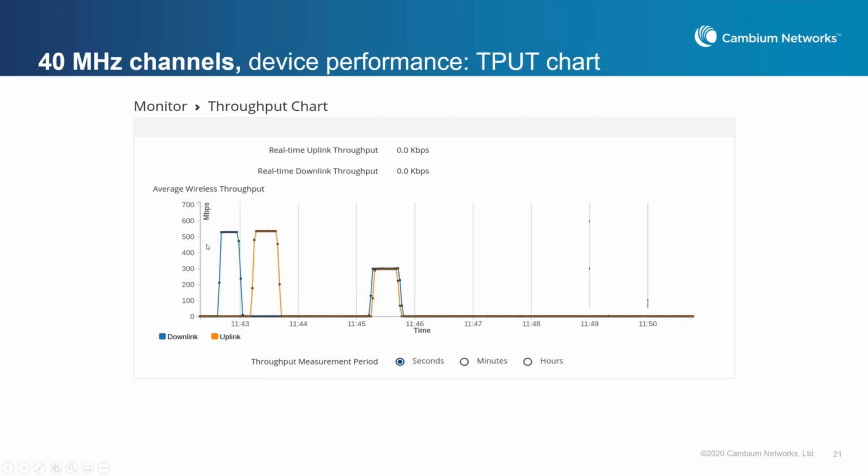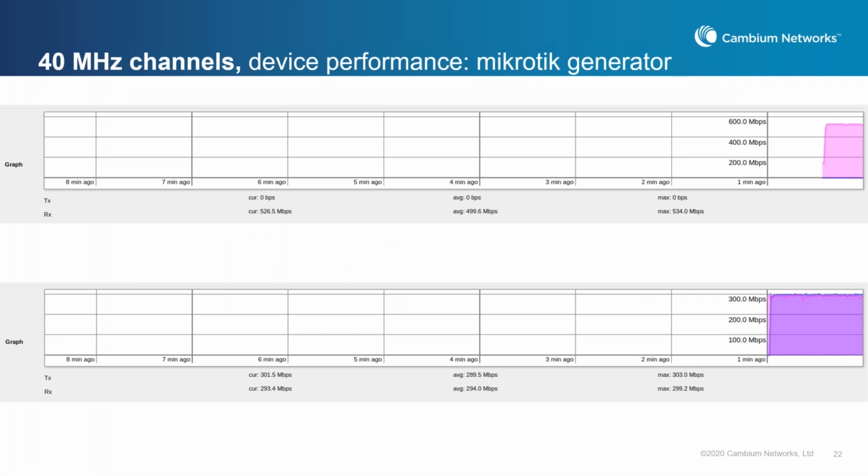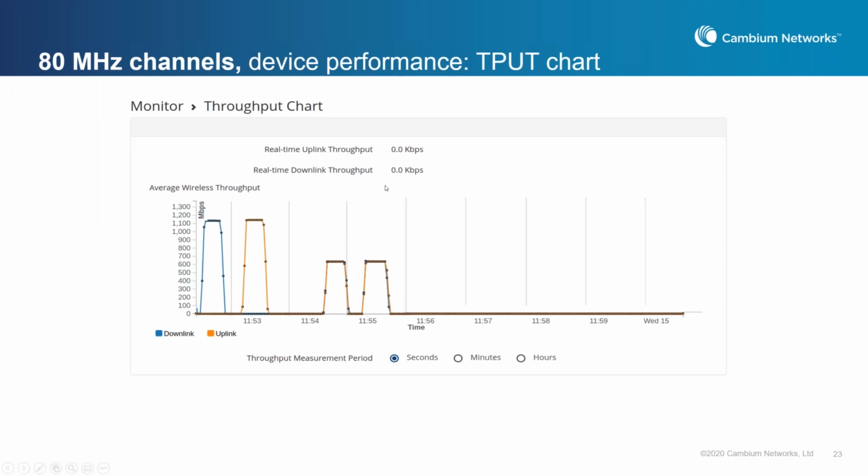This is again now at a 40 megahertz channel. You're pushing over 500 meg in the downlink plus uplink. When you start doing bidirectional, you can see 350, 350. So you're hitting close to 600 meg on a 40 meg channel in this case. Again, all is done with a MikroTik traffic generator, so this is not just a built-in link test. At 80 meg, you're starting to push 1.1 gig, and bidirectional, you're sitting right around 600 in each direction. So you're getting up to 1.2.